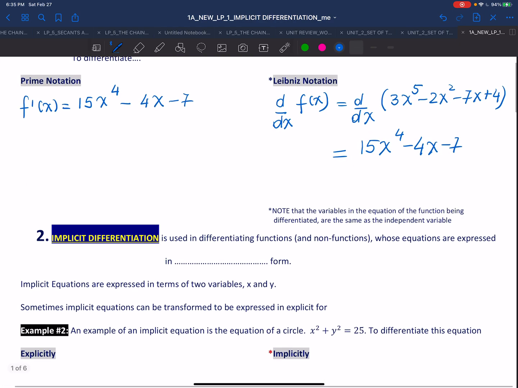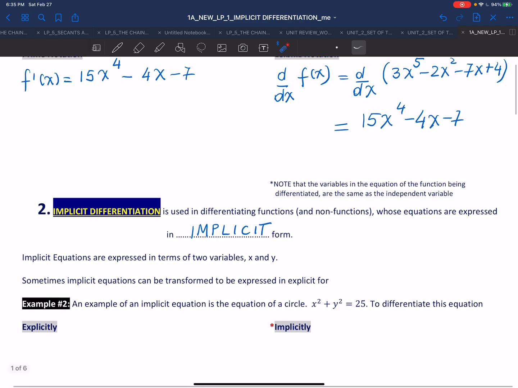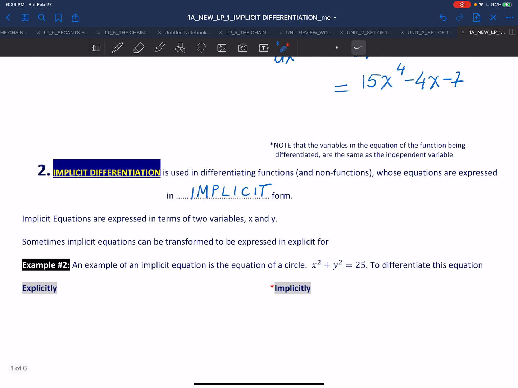In implicit differentiation, which is used in differentiating both functions and non-functions, equations are expressed in implicit form. What does that mean? Implicit equations are expressed in terms of not just one, but two variables. Most often, variables x and y. Sometimes, implicit equations can be transformed to be expressed in explicit form, but not all the time, as it becomes quite a long, elaborate process to solve an equation for y.